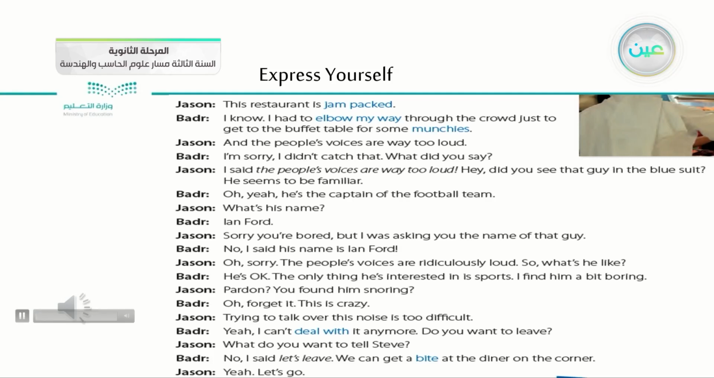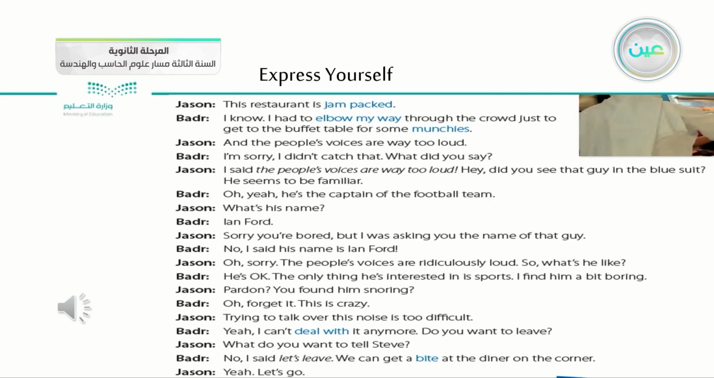Page 72. 4. Conversation. This restaurant is jam-packed. I know. I had to elbow my way through the crowd just to get to the buffet table for some munchies. And the people's voices are way too loud. I'm sorry, I didn't catch that. What did you say? I said the people's voices are way too loud.